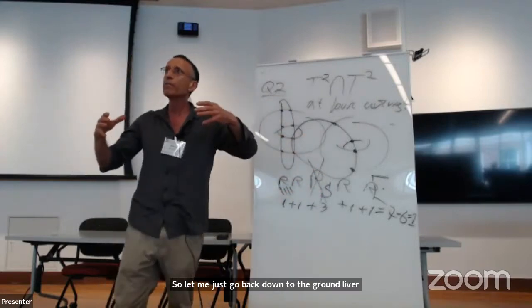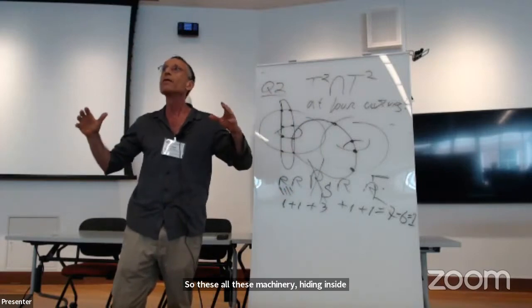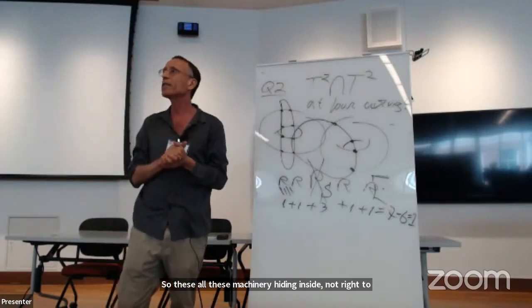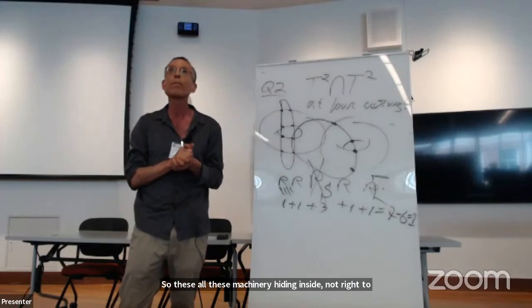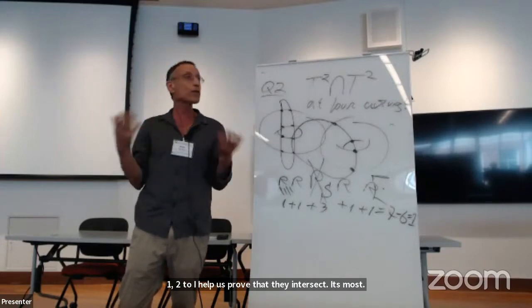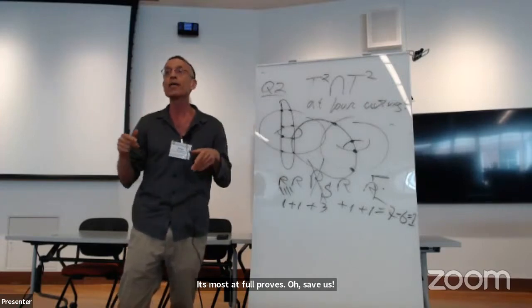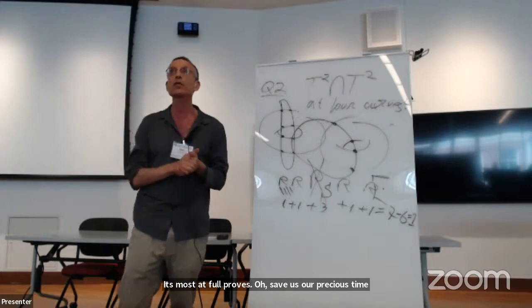2 tori, not right tori, 2 tori, help us prove that they intersect at most at 4 curves. Or save us our precious time, give us a counterexample. There are more than 4 intersection curves.